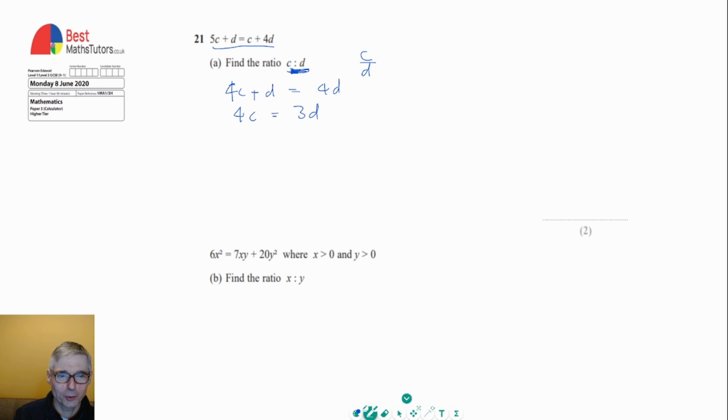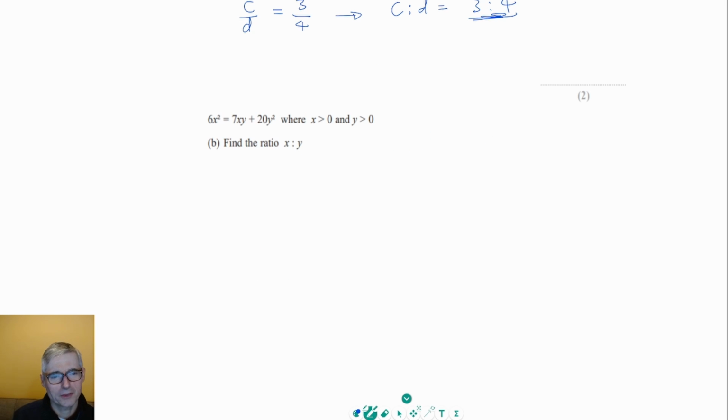And then it's not always obvious what the actual ratio is when it's written like that. But if I rearrange that, so I'm going to divide by the d, and I'm going to get c over d, and I'm going to divide by the 4, so I'm going to get c over d is equal to 3 over 4. So just swapping the sides. So from that, we can say that c to d is actually 3 to 4.